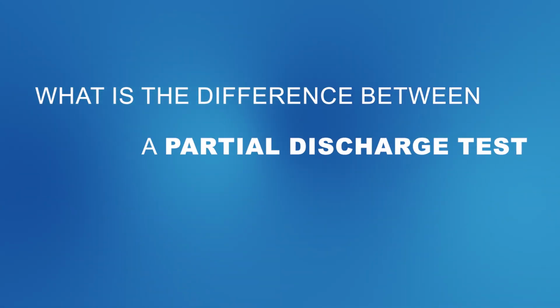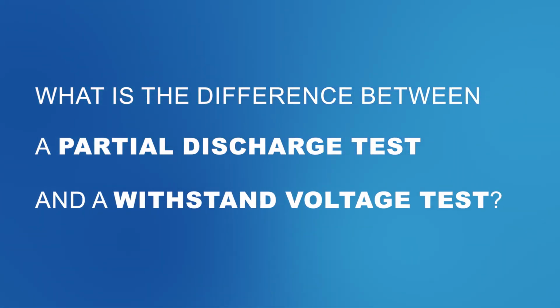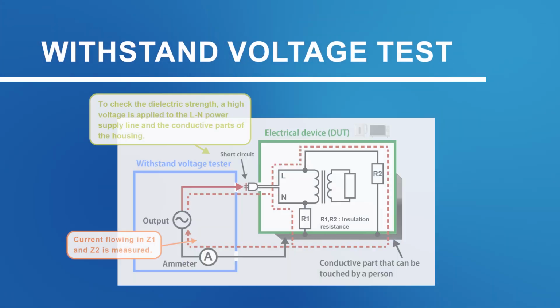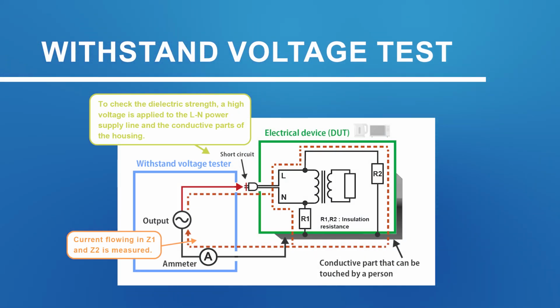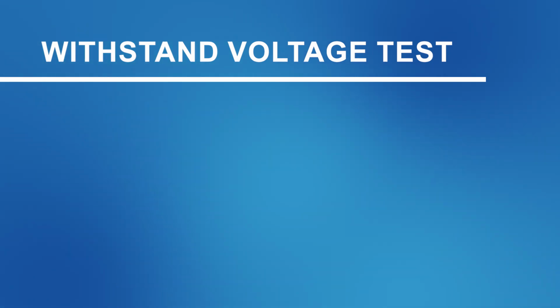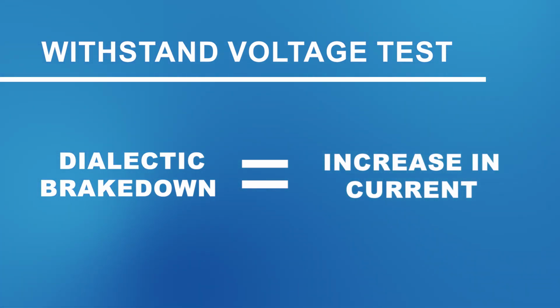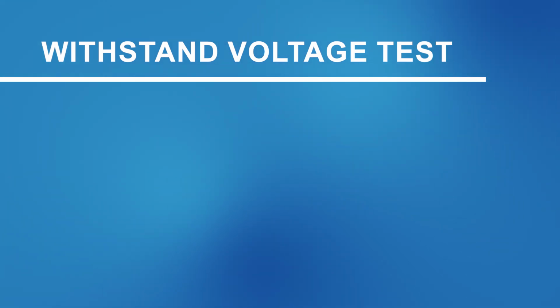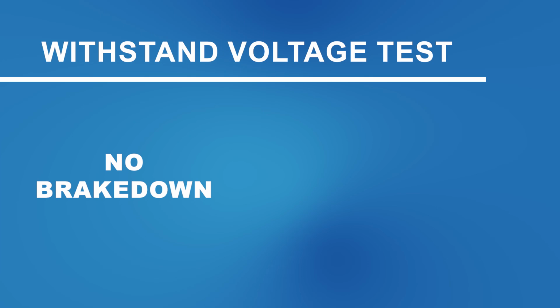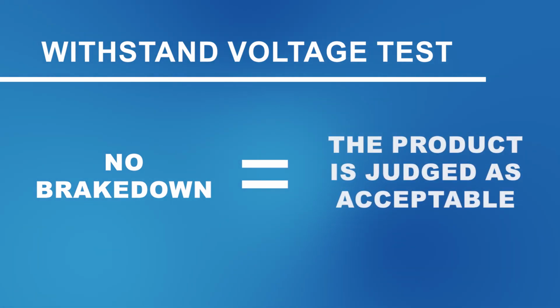What is the difference between a partial discharge test and a withstand voltage test? In the withstand voltage test, high AC voltage is applied to the DUT, and the leakage current that flows through it is measured and a judgment is made. In short, dielectric breakdown equals an increase in current, and the DUT that fails the test is in many cases damaged and unrecoverable. Additionally, if there is no breakdown in the withstand voltage test, the product is judged as acceptable, even if there are voids which cause insulation failure.